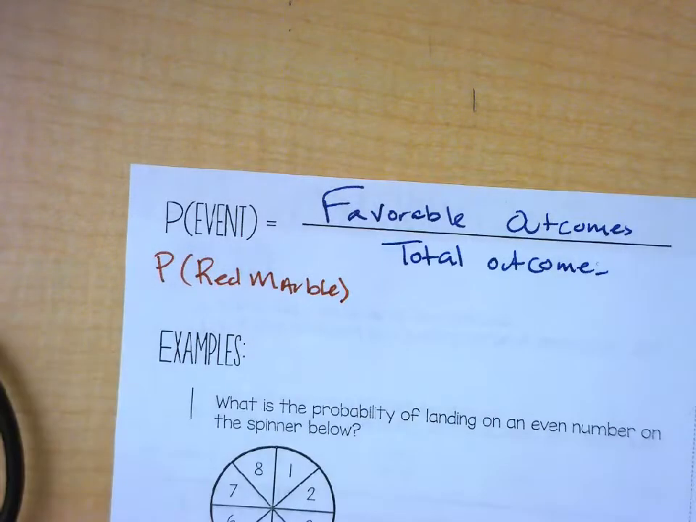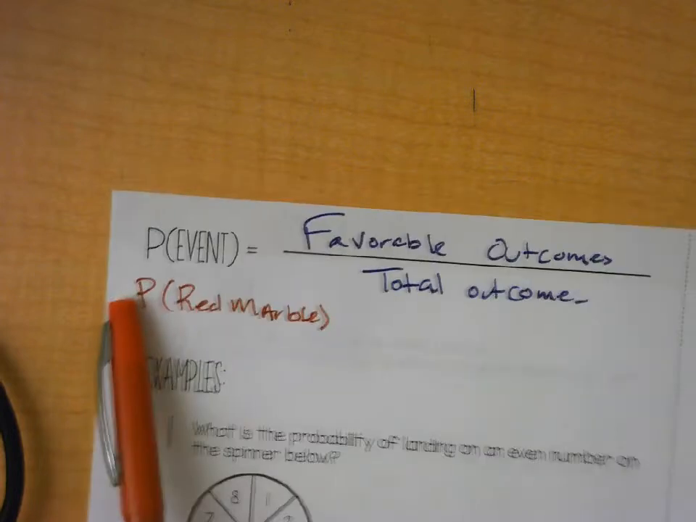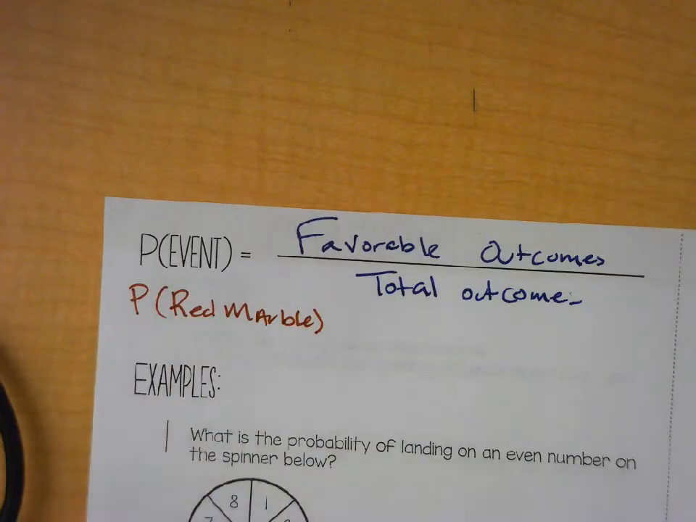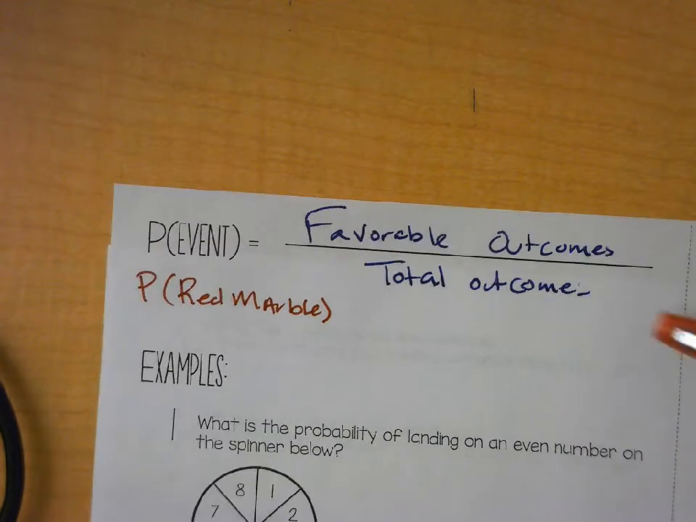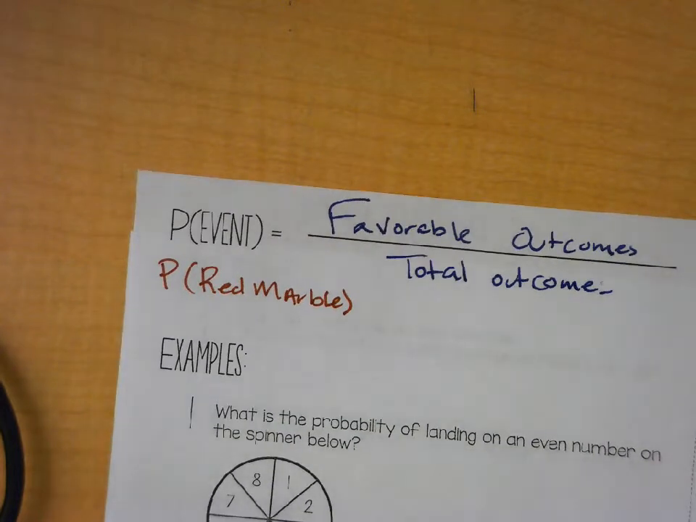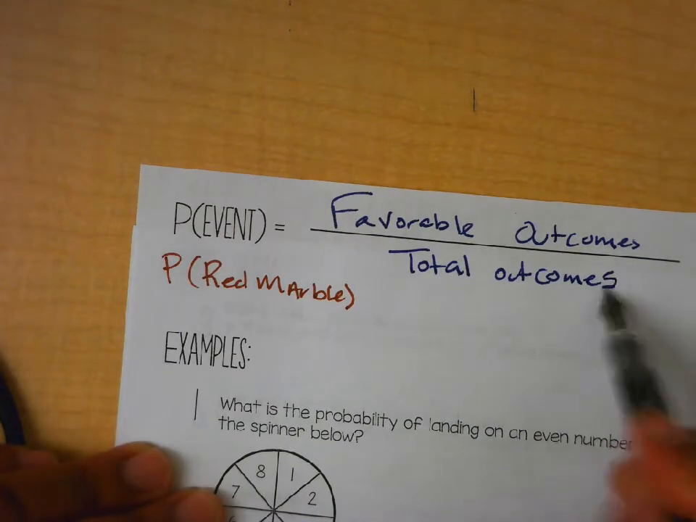So let's say I had a bag of marbles, and there's different colors. There's red, blue, green, yellow, and I want to know what is the probability of getting a red marble. This is how I would write it. I would put P parentheses red marble. That means probability of drawing a red marble. Probability is the favorable outcomes over the total outcomes. So favorable outcomes over the total outcomes.